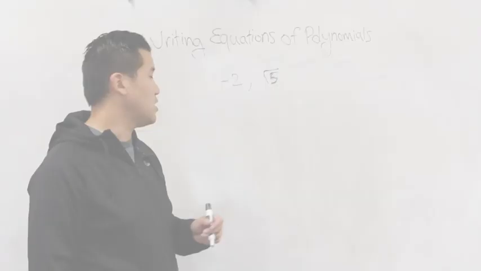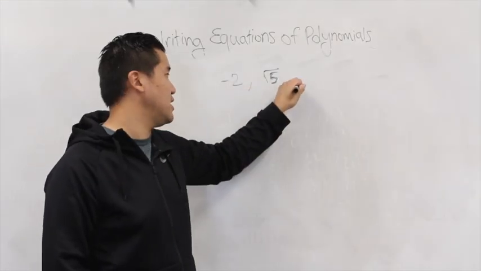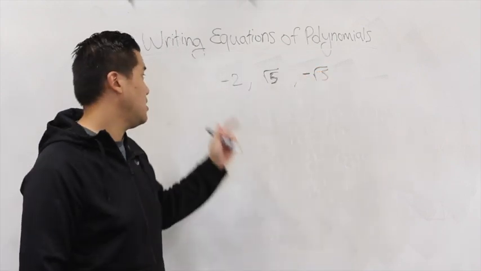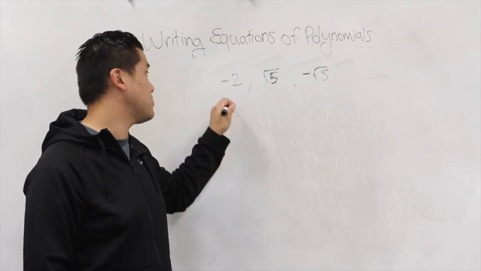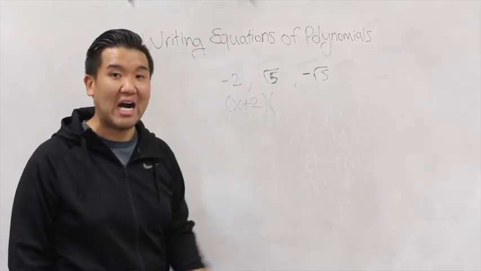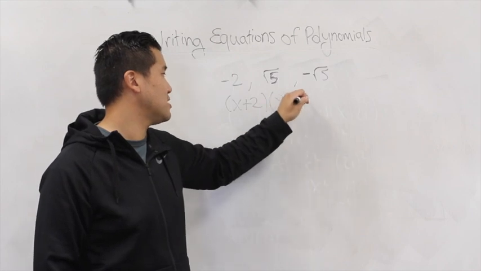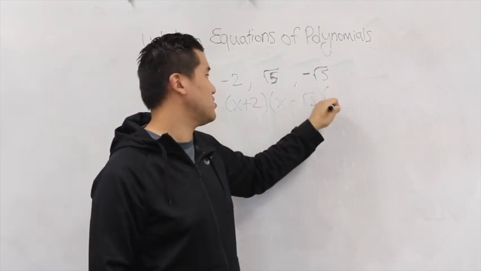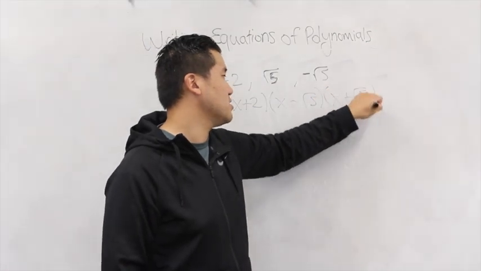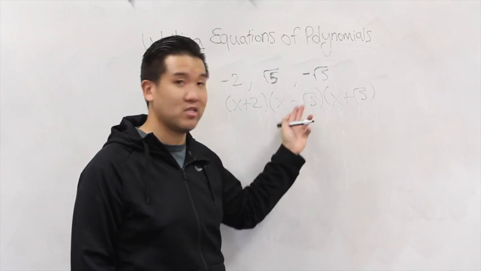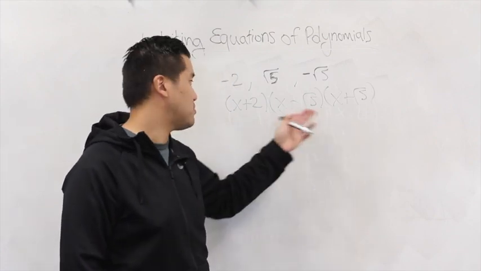Go. All right, so if root 5 is an x-intercept, then negative root 5 also has to be an x-intercept. That's the first step. Now, same question. If -2 is my x-intercept, what's my factor? X plus 2. If root 5 is an x-intercept, then x minus root 5 is a factor. If negative root 5 is an x-intercept, then x plus root 5 is also a factor. Same thing here, like the i's, this is actually a difference of two squares. It's a plus b, a minus b.